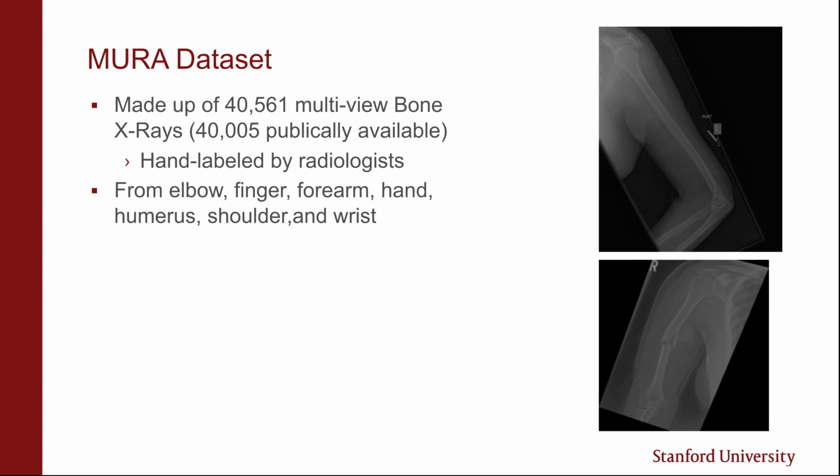So we trained our model using the MURA dataset, which is made up of 40,000 of these multi-view bone X-rays, each of which was hand-labeled by a radiologist, and they come from several different regions of the body listed over here. Here's some samples from the MURA dataset. Here, we see a humerus study that is normal. And over here, we see a humerus study that is abnormal. And as you can see, it has this very evident fracture or breakage over here.